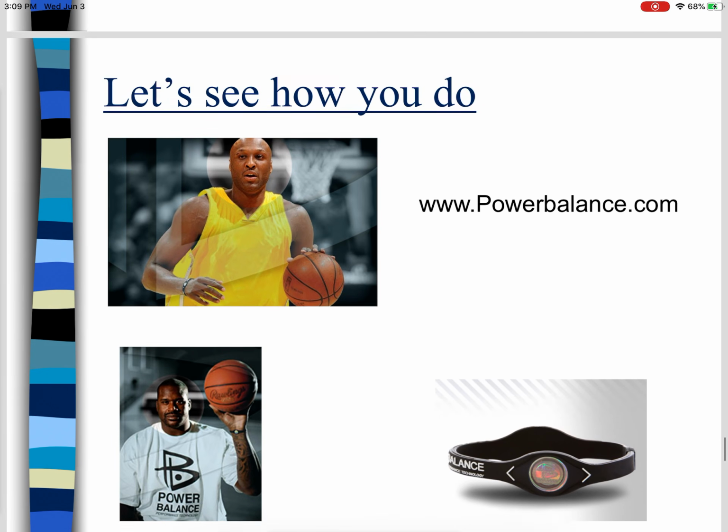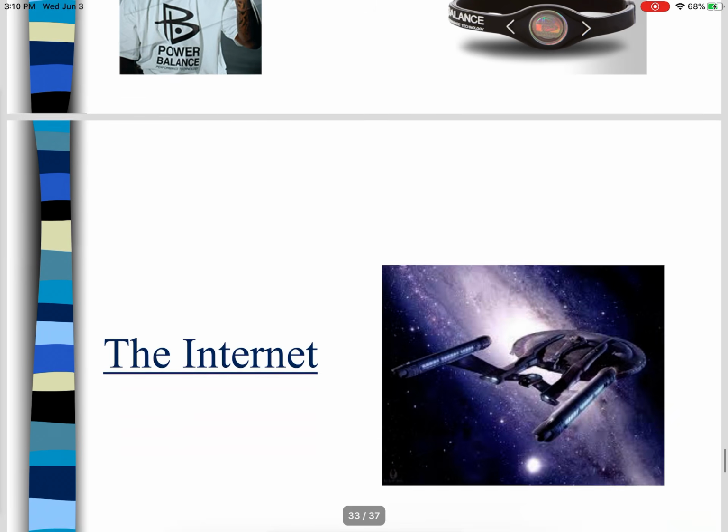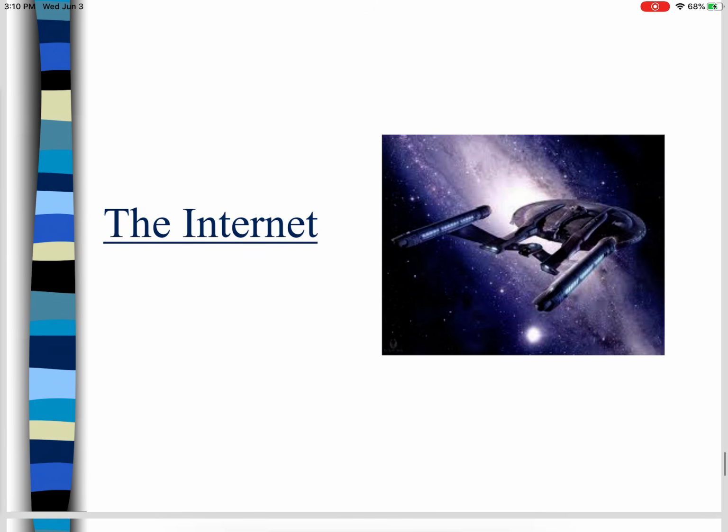Celebrity spokesperson doesn't always necessarily mean that it works. Our first lab is a scientific method lab, and in that lab we're going to talk about the Power Balance bracelet. This actually had many celebrity spokespeople: Lamar Odom, Shaquille O'Neal. They wore it. It must work. Well, let's look at the science. So we'll talk about that more in the lab.